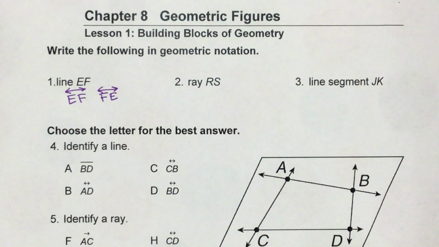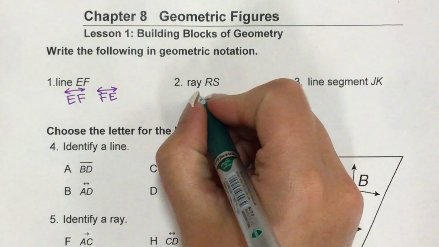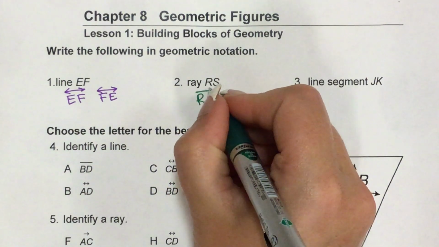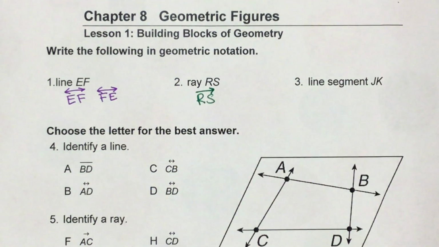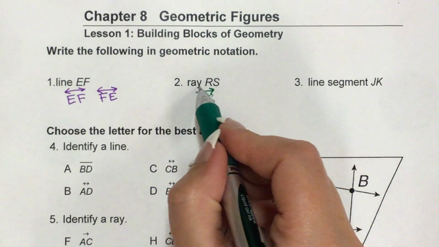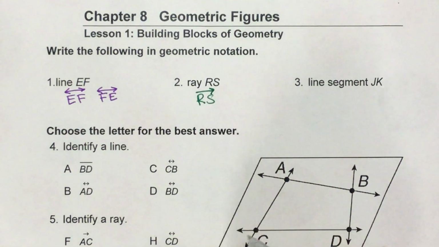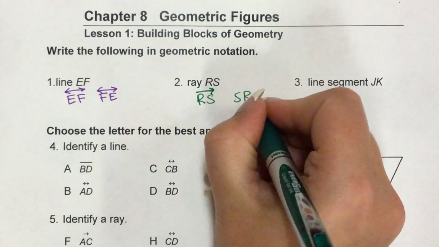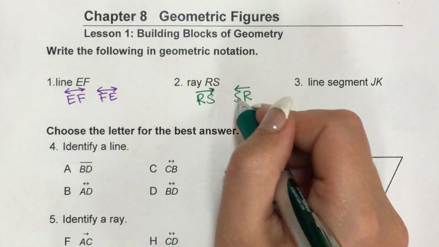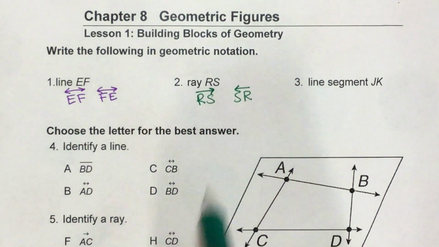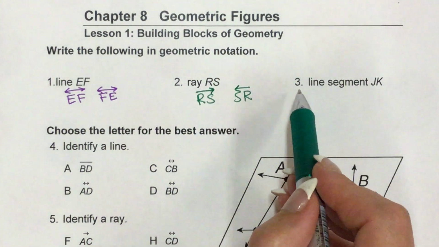So we would write this as Ray RS. So RS, and I'm going to say that the endpoint is R. I was checking the book because it doesn't really tell us where the endpoint is. So I'm going to say that it's with R. Okay, so Ray RS, we're just going to write it like that. Or we could write it as SR. But with this particular problem, it's not very specific about what the endpoint is. So I'm just going to say it's this first letter here. Okay? All right, let's talk about 3.